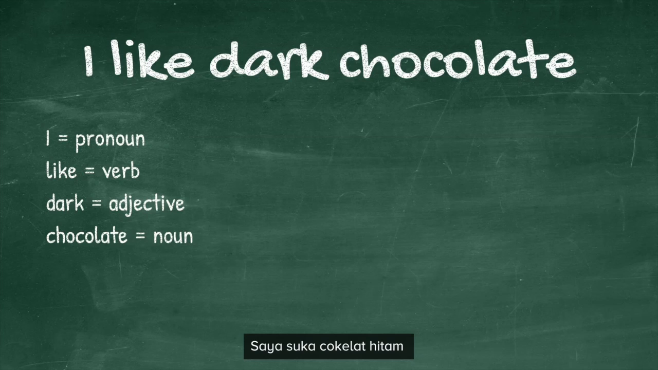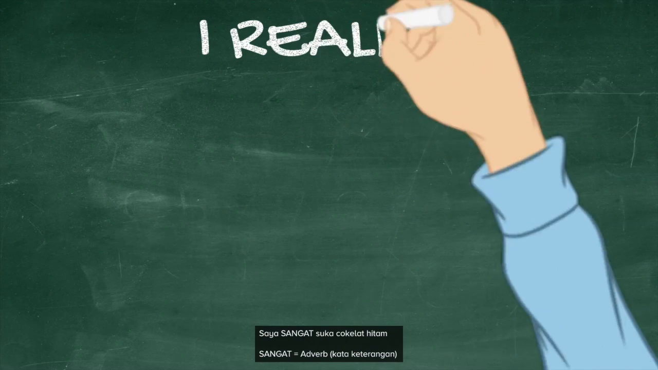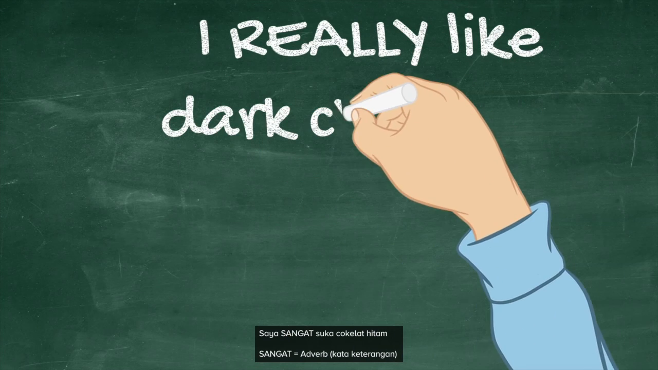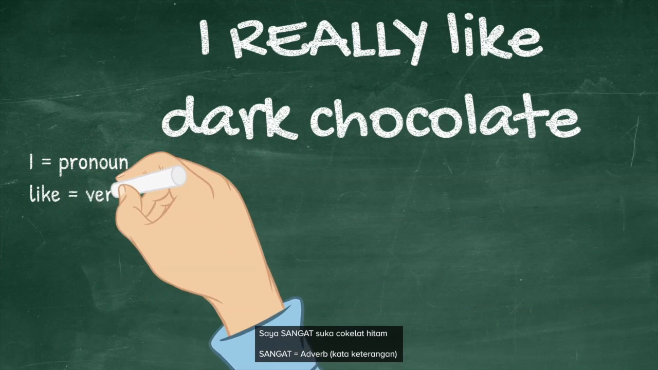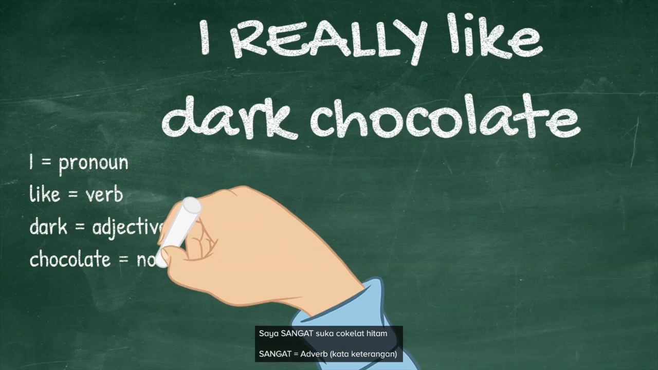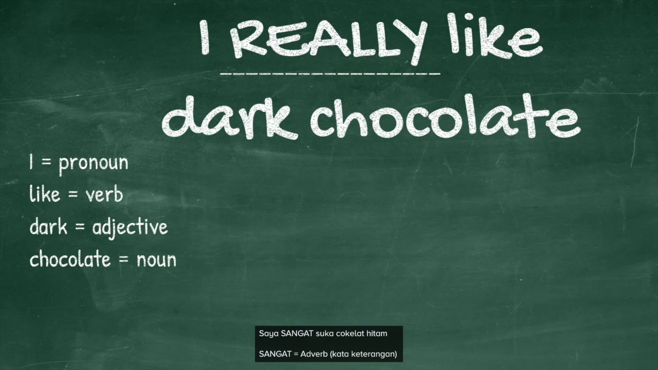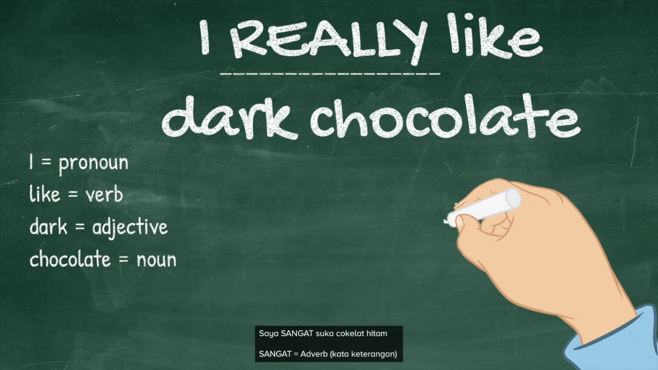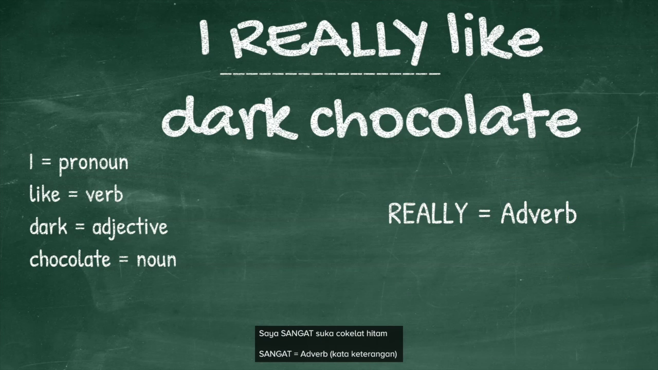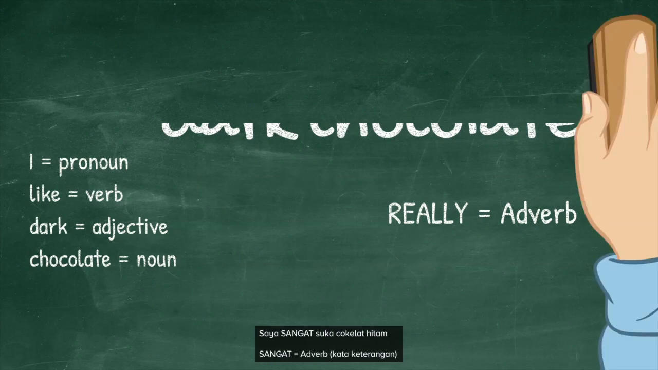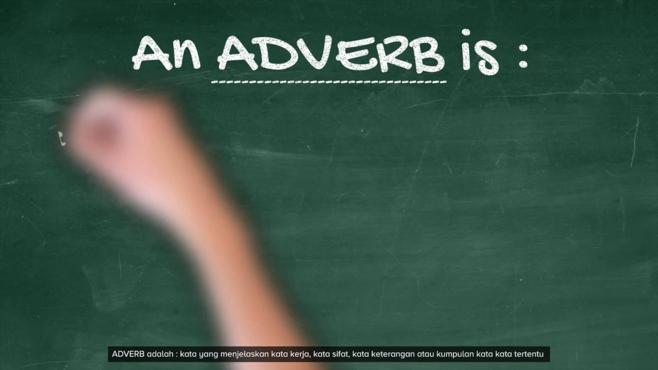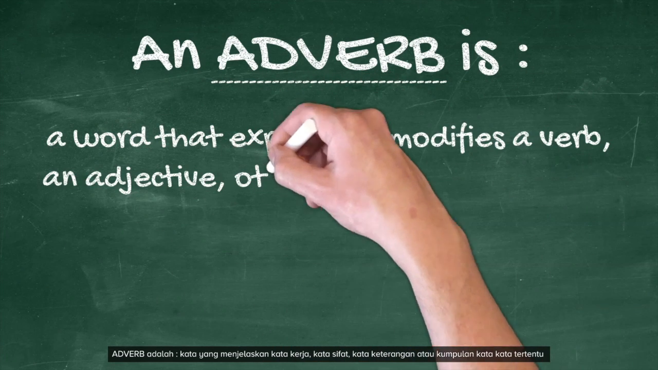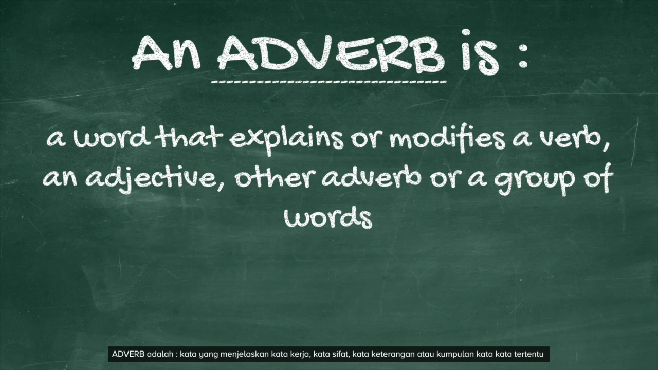All right, going back to our previous example, I like dark chocolate. I'm gonna add another word in there, really. I really like dark chocolate. Now, we already talked about the other components. I is a pronoun, like is a verb, dark is an adjective, and chocolate is a noun. But what is really classified as? That's right, really is an adverb. Now, just what is an adverb? An adverb is a word that explains or modifies a verb, an adjective, another adverb, or a group of words.